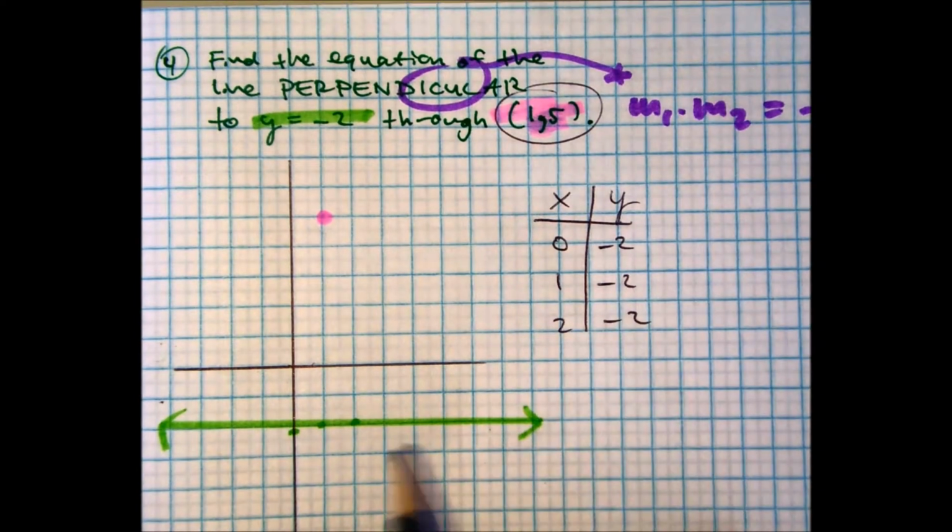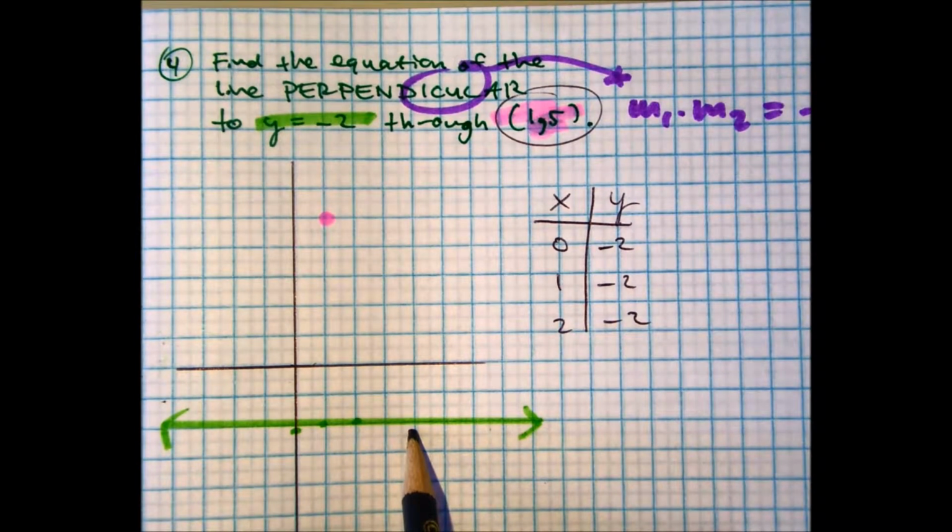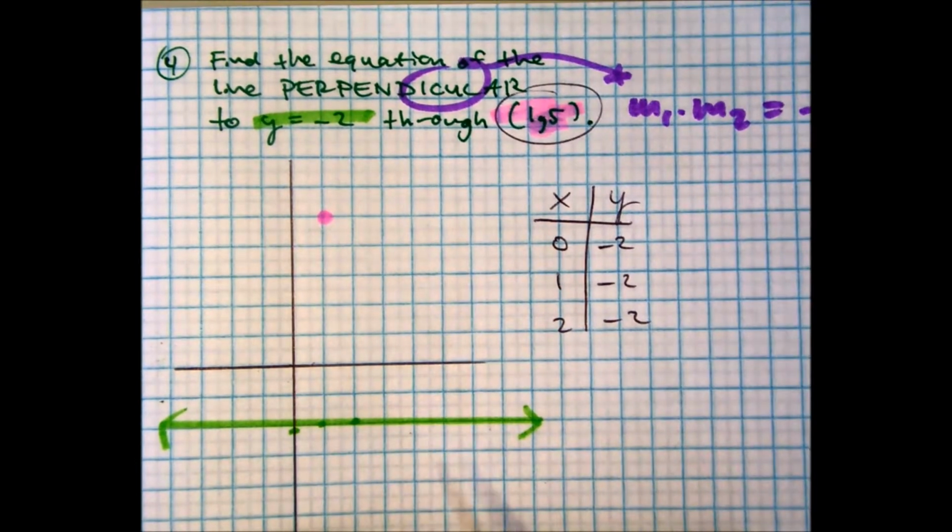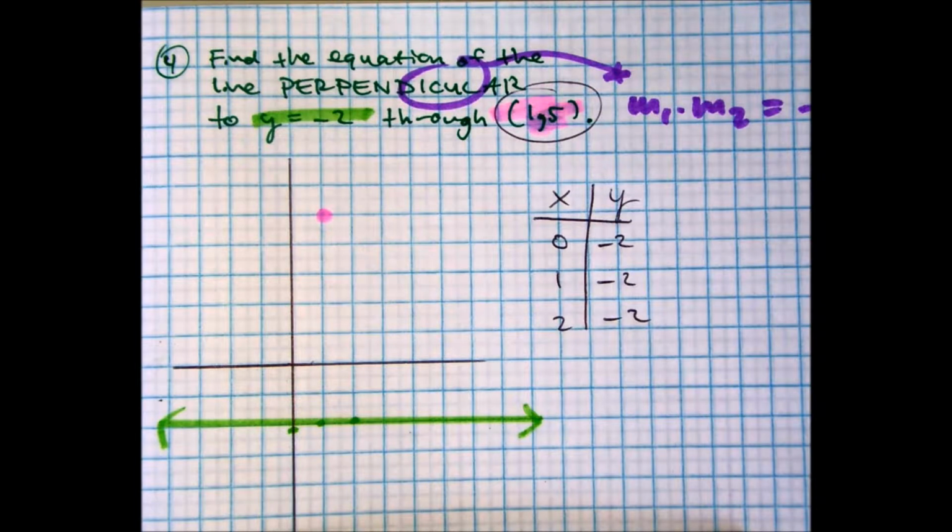In this problem, if you think about what's the slope of this green line, if you're next to your partner, take 15 seconds. What do you think the slope is of this line? You should be sitting next to someone.